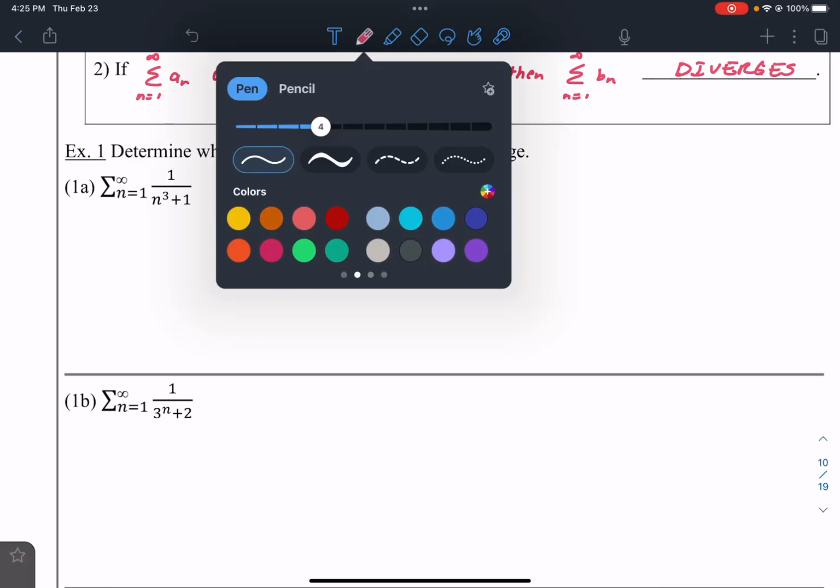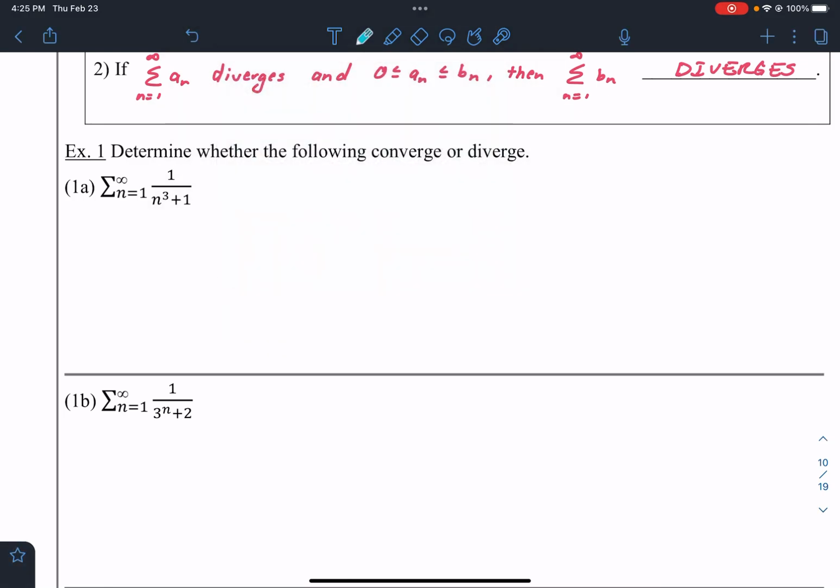The hardest part about this is determining what to compare to. This is the series that I'm analyzing. You have to figure out what you want to compare to. But usually we want to work really basic. We're not trying to go fancy. We're not trying to come up with anything crazy. I want to compare this to something like a geometric series or a p-series if at all possible. And this is going to behave very similarly to the 1 over n cubed. The plus 1 is the only difference. So we're going to compare to 1 over n cubed.